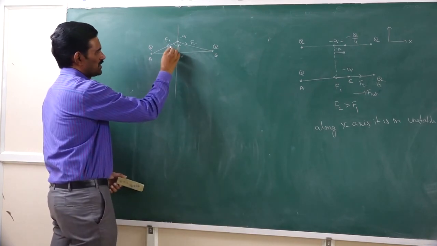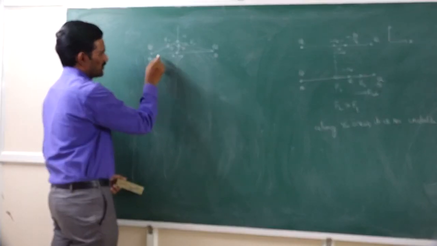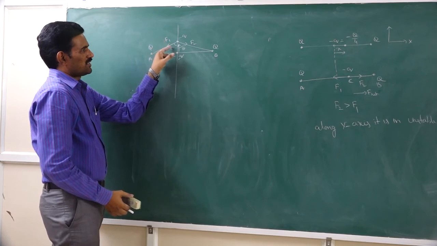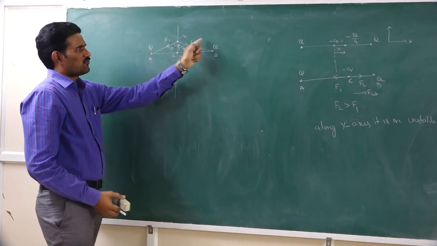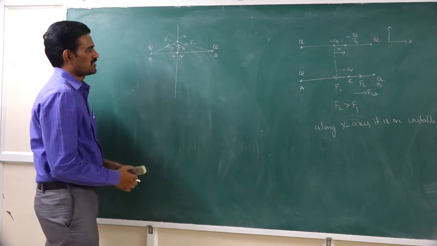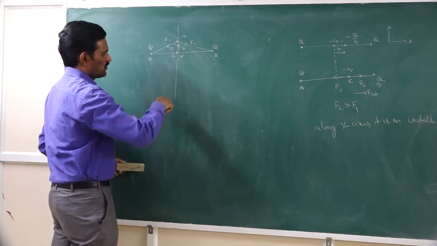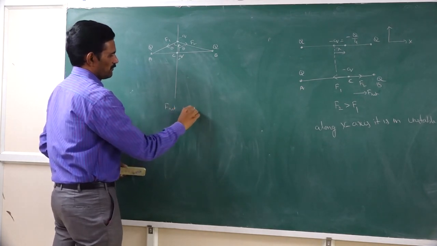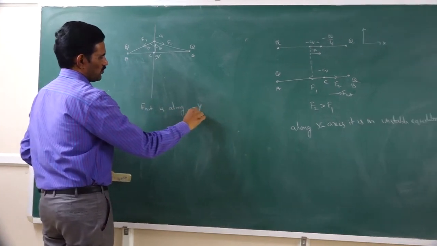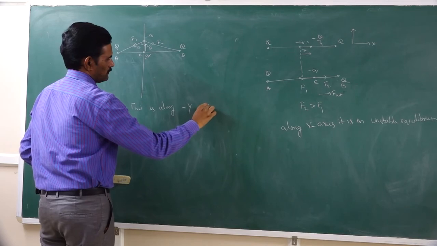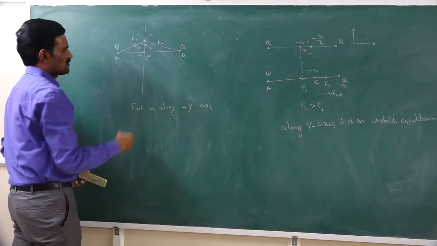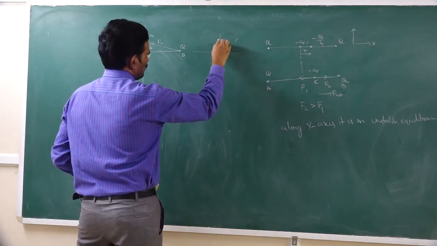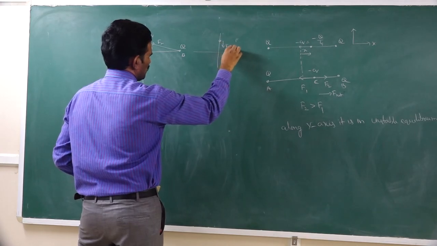By symmetry you can say these angles will be the same, because we already calculated this position to be d by 2 and this is also d by 2. So the net force in the horizontal direction along the x-axis will cancel, and the resultant force will be along the negative y-axis. F net is along the negative y-axis, that means downward. So if you displace the particle like this, the particle experiences a net force in this downward direction.